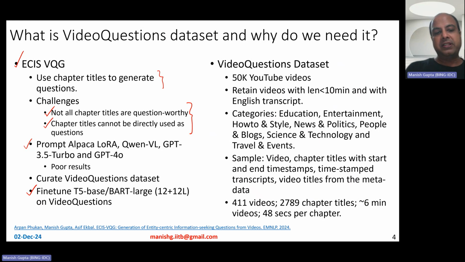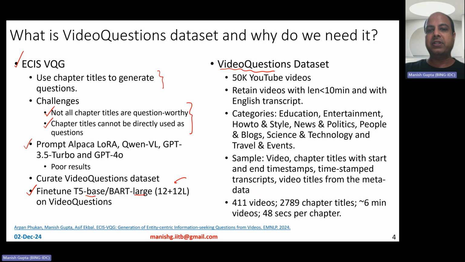So now to fine tune these kinds of models, T5 base or BART large model, both of which are 12 encoder layer and 12 decoder layer models, it's important for us to generate labeled data so that we can fine tune these models. Therefore we curate a data set called video questions to begin with. So what is video questions data?